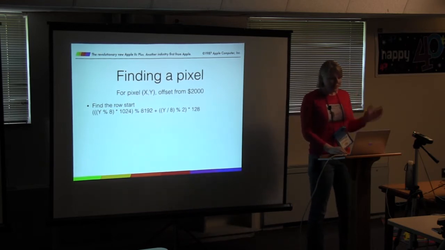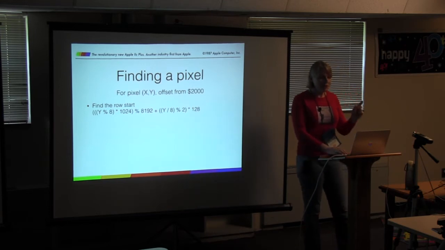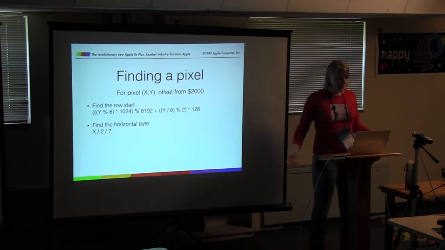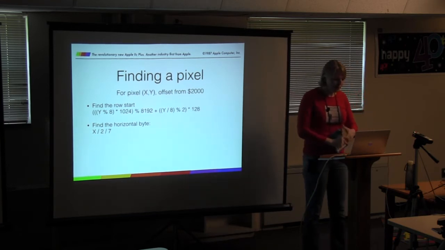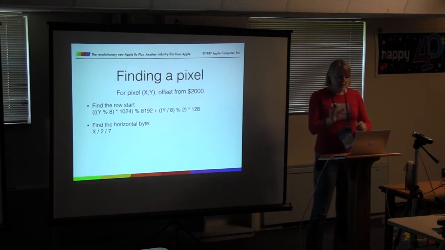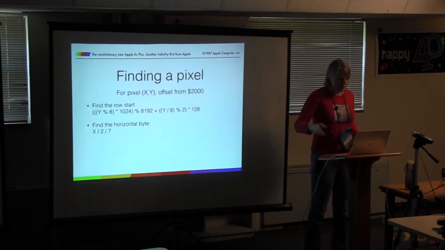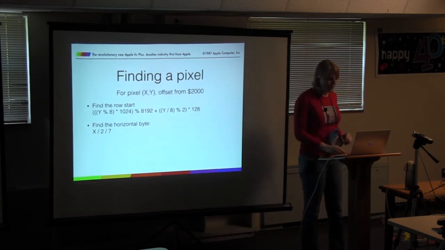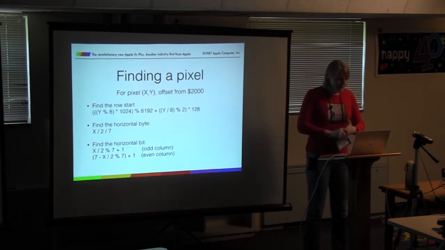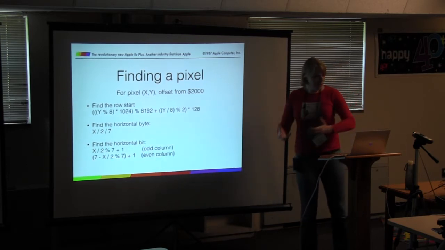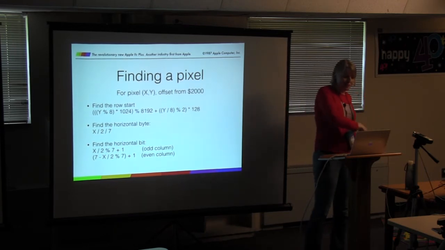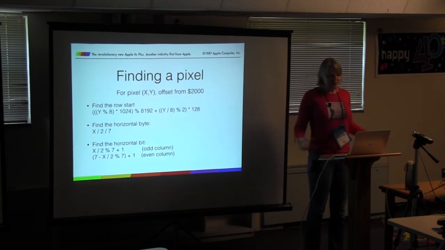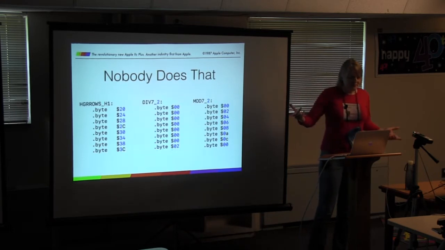Got your row start. Then you need to find your horizontal byte within which your pixel lies. That's easy enough, just x divided by 2 divided by 7, no problem. Write a divide by 7 routine, 6502, no problem. And then within that byte, now we need to find which bit is our pixel, right? Or actually which pair of bits if you're doing color. To do that, you just need to know whether it's an odd column or even column, the byte number, and then either you're going to do x over 2 mod 7 plus 1, or you're going to do 7 minus x over 2 mod 7 plus 1. Piece of cake, right? As you've probably figured out by now, nobody does that.